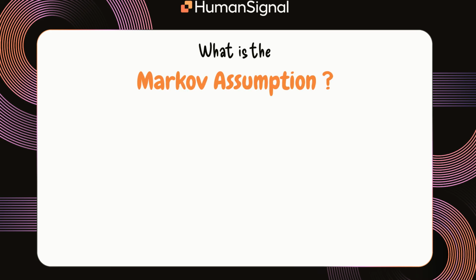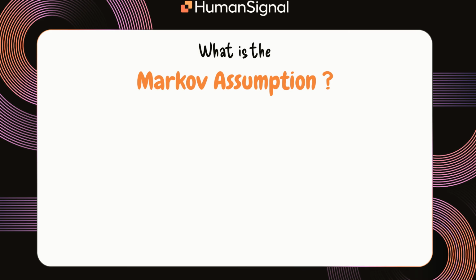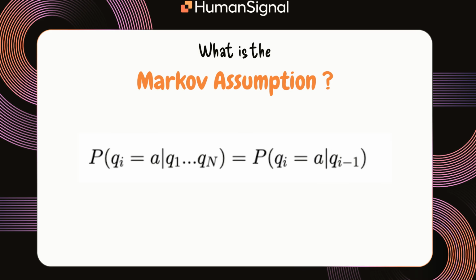In order to understand Markov models, we need to understand the Markov assumption. Essentially, the Markov assumption says that when predicting the sequence of events represented by the model, only the previous state matters. More formally, the probability of the state Qi being equal to A, given a set of n states, is the same as the probability of the state Qi being equal to A, given just the previous state. This is like saying that to predict a sentence, the only word that matters is the word that you just said, not any of the other words.